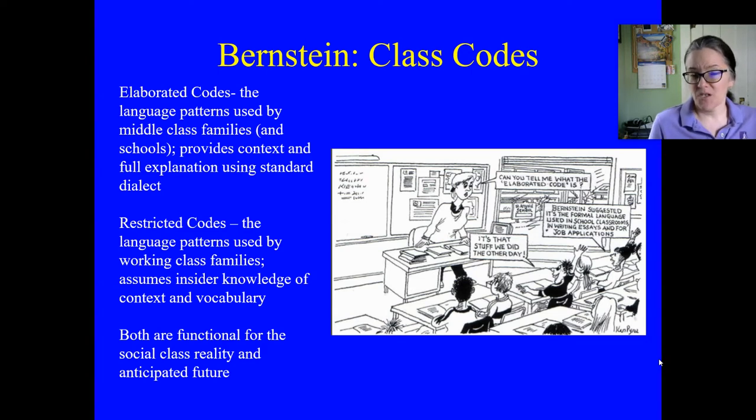And probably with friends, you would use this, but here the child who grew up speaking with the elaborated codes also internalized the norms for classroom response to teachers that are more highly valued in schools. So you can see how the teacher's estimation of a child's commitment or skills or even character would be influenced by the way that they speak. But both are functional. Both are functional for the social class reality and anticipated futures of their present situations.